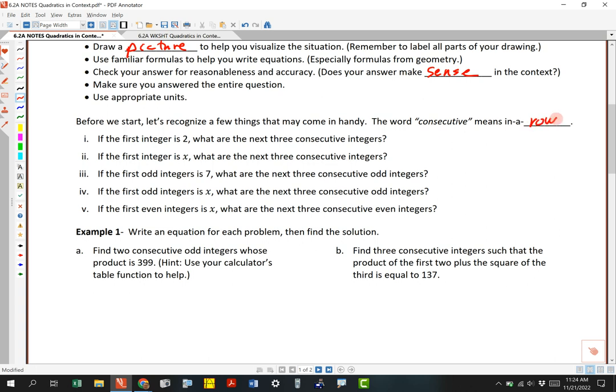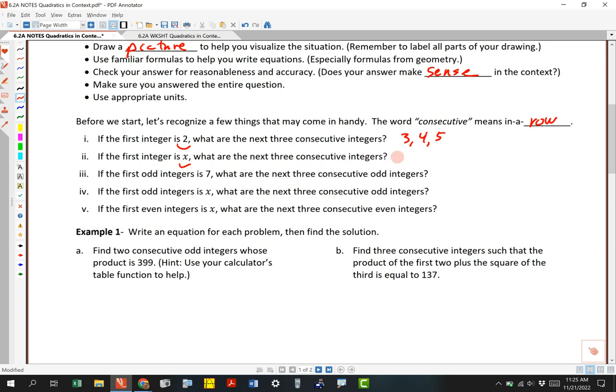Okay? So if the first integer is 2, what are the next 3 consecutive integers? So if we've got 2, the next consecutive ones would be 3, 4, and 5. Thanks. If the first one is x, what are the next 3 integers? That's a little tougher question. Can somebody raise their hand and tell us, if the first one is x, how could you express the next one? Yeah.